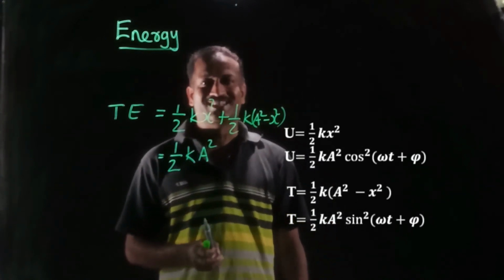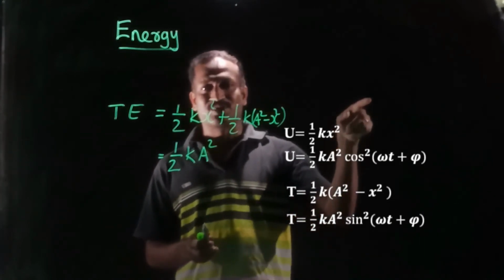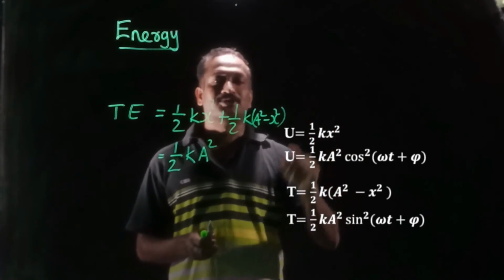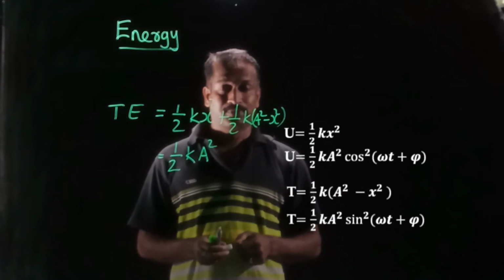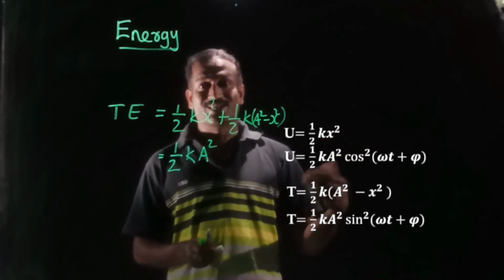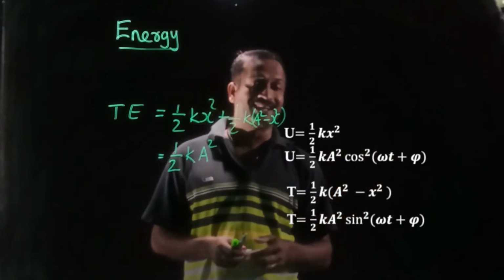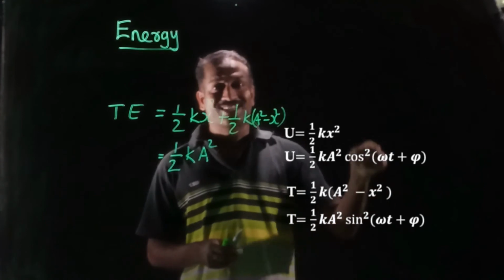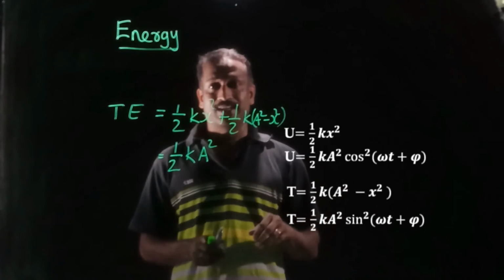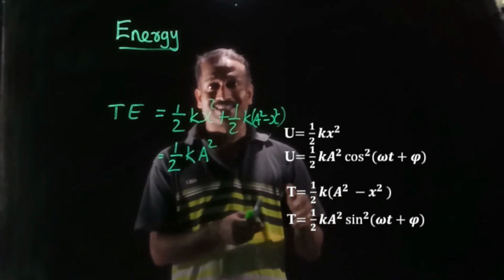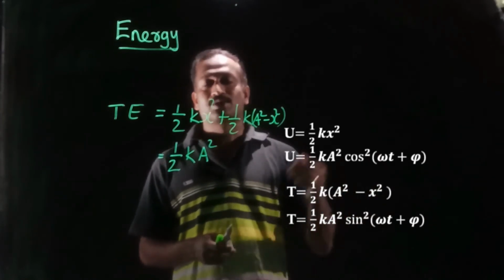In position equation, the equilibrium position means x is equal to 0. From this equation, it is clear that when x is equal to 0, the potential energy is 0 and the kinetic energy is maximum, that is half k a square. And at the extreme position, when x is equal to a, substituting in the expression of kinetic energy, the kinetic energy becomes 0 and the potential energy is maximum, half k a square. That is, at the mean position of the oscillator, its energy is purely kinetic. The total energy half k a square is kinetic. And at the extreme position, the energy is purely potential, and that is equal to the total energy half k a square.